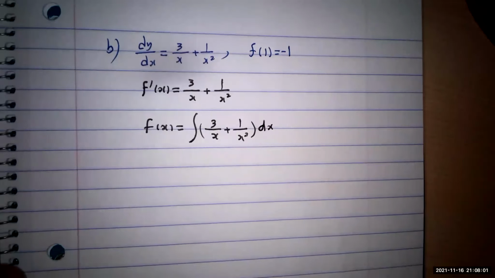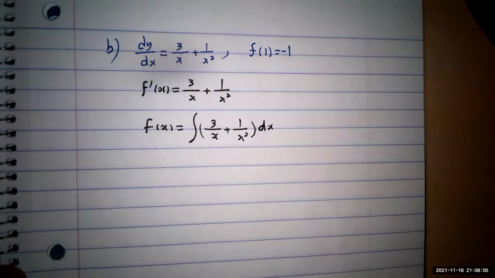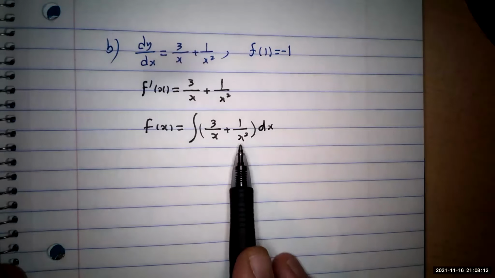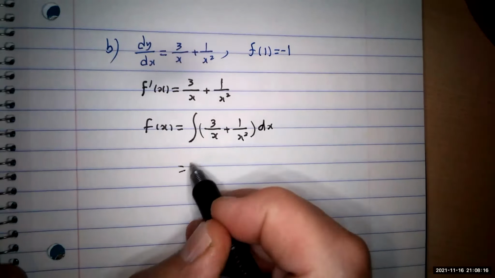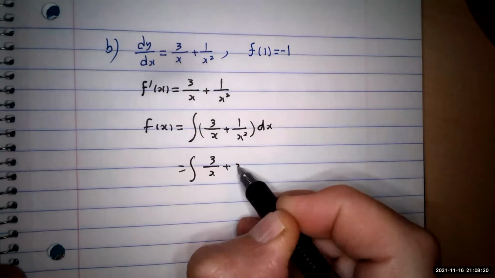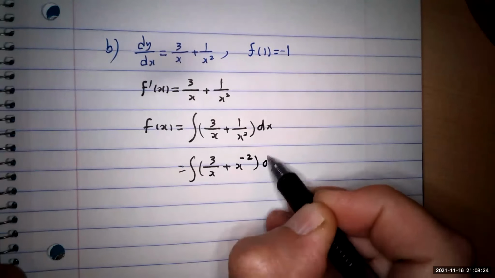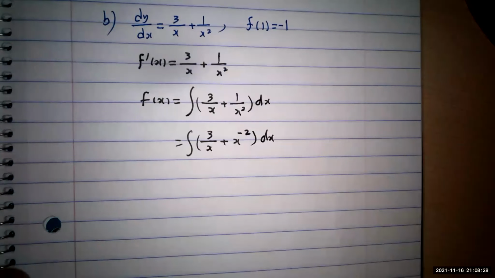Any question? Now you have to find this integral. That's what we want to check. It's a fraction, this is x, you are not going to move it up. But this is x squared, you move it up. So it's going to be equal to the integral of 3 over x plus x to the negative 2 dx. Okay, that's going to be the one. Any question? Now we integrate it.